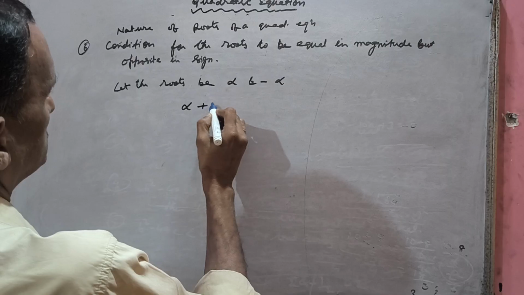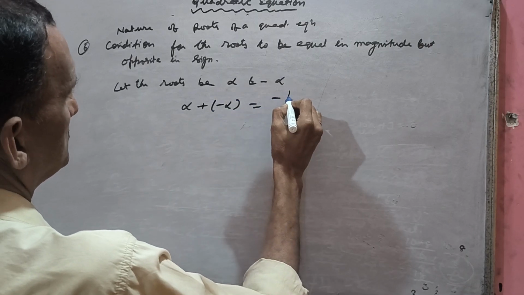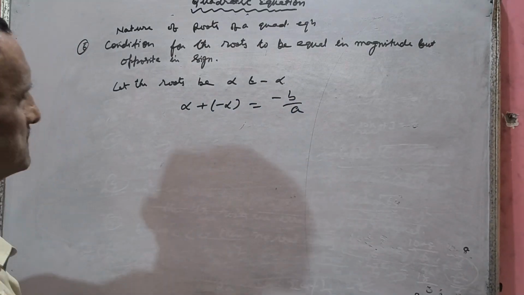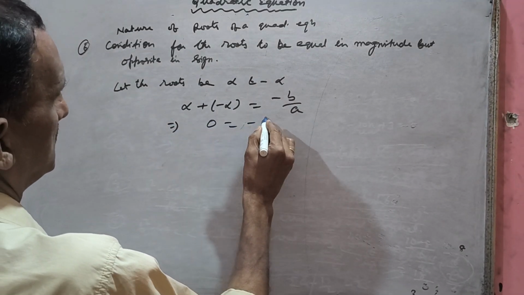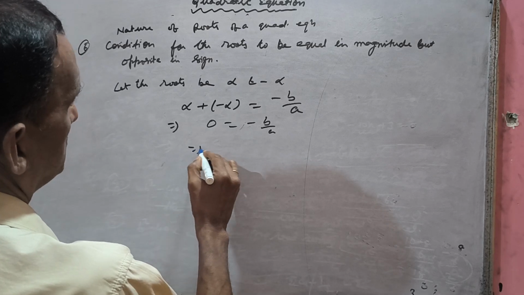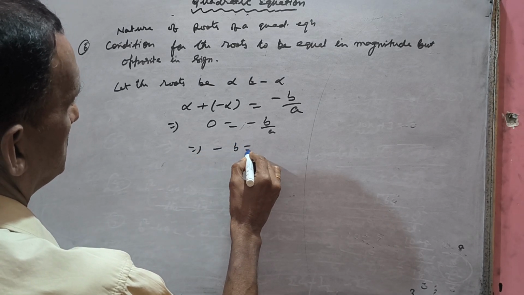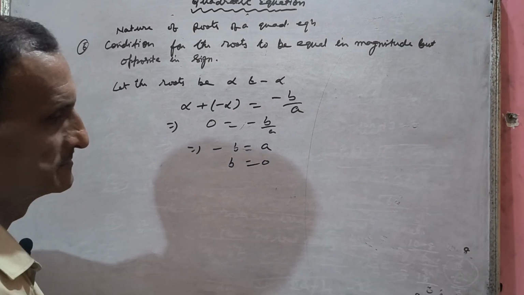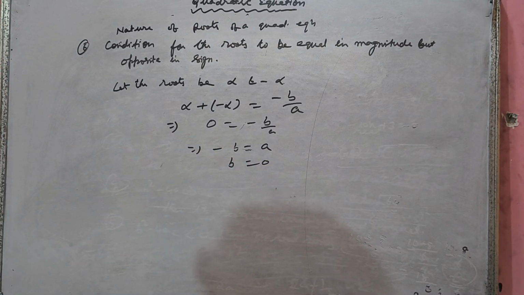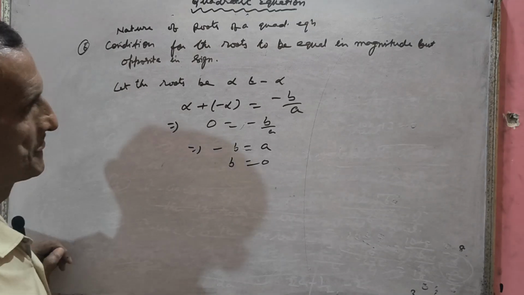What is the sum of roots? Sum of roots you already know, minus b by a. Here what you will get? Alpha minus alpha is 0, equal to minus b by a. So minus b, cross multiply, you will get 0, that is, b equal to 0. This is the condition. If b equal to 0, then roots will be equal in magnitude but opposite in sign.